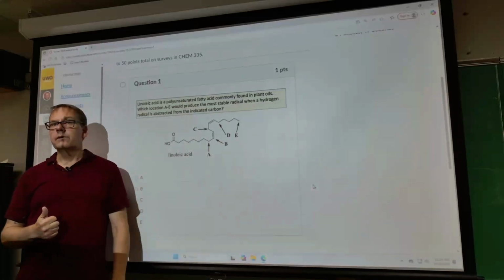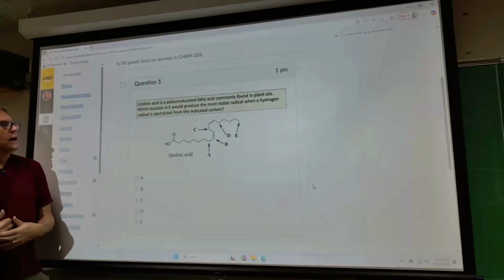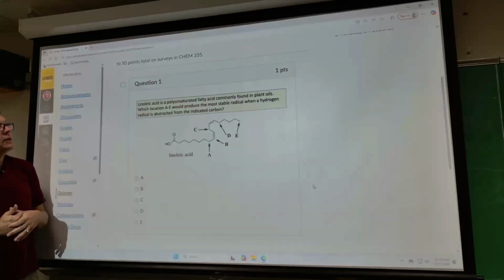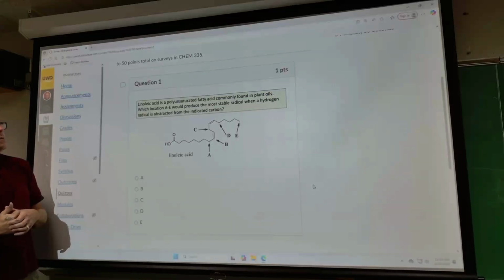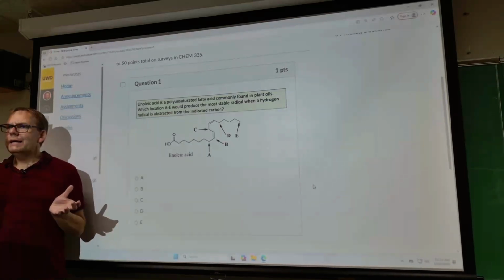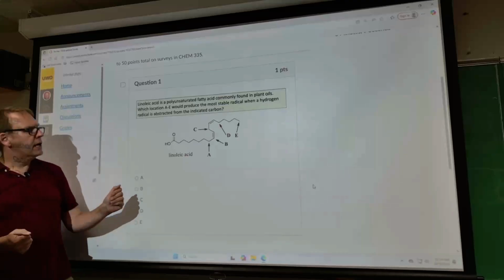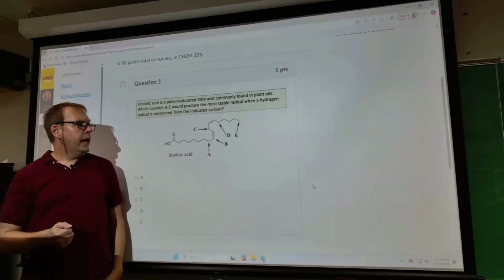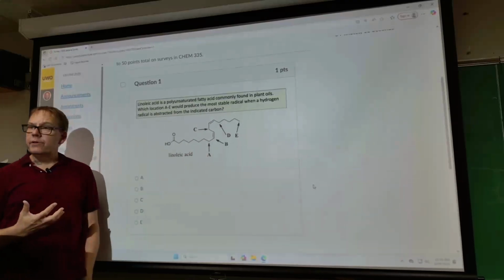And the question wants to know, it says linoleic acid is a polyunsaturated fatty acid commonly found in plant oils. Which location would produce the most stable radical when a hydrogen radical is abstracted from the indicated carbon? So you've got to think about what kind of dot you would get if you plucked an H dot off of each of these positions. And there are a bunch of different options here.